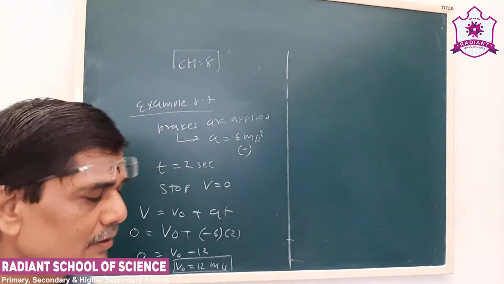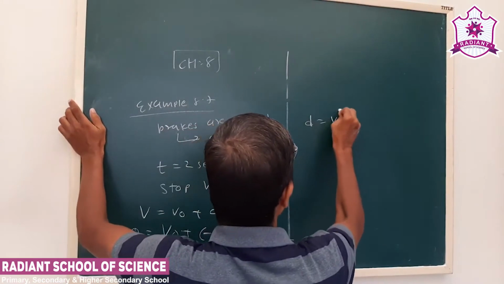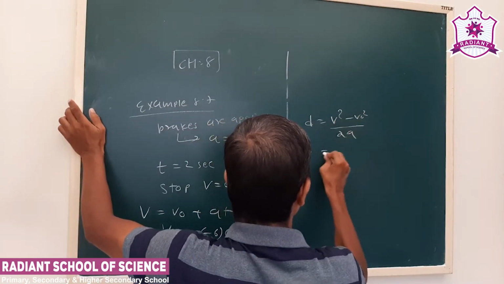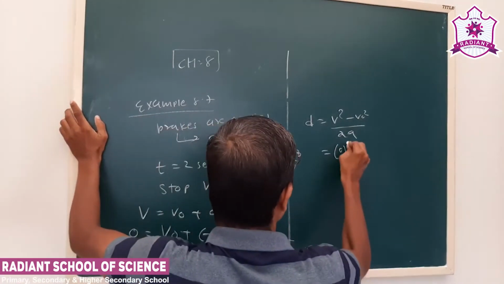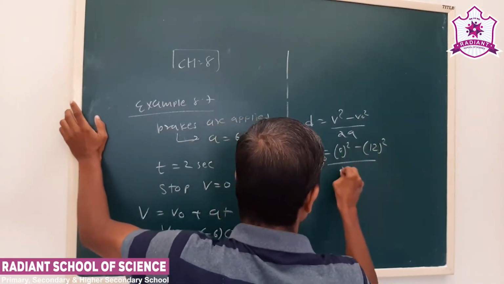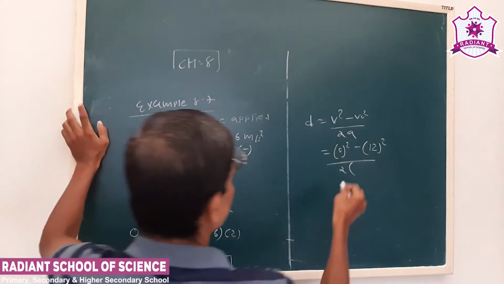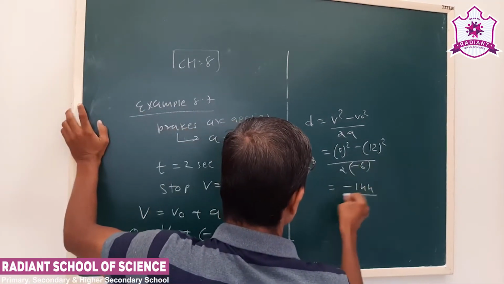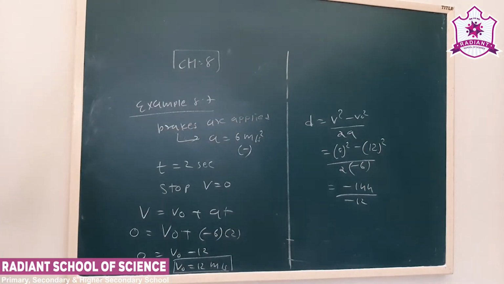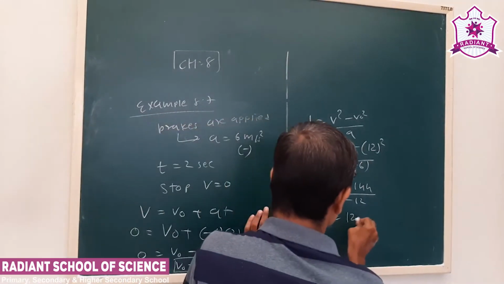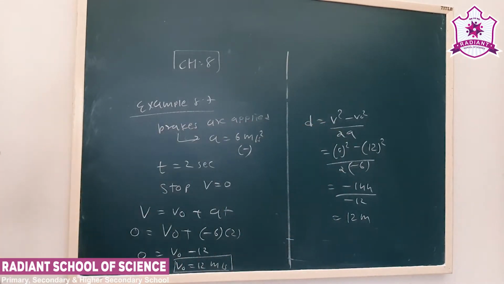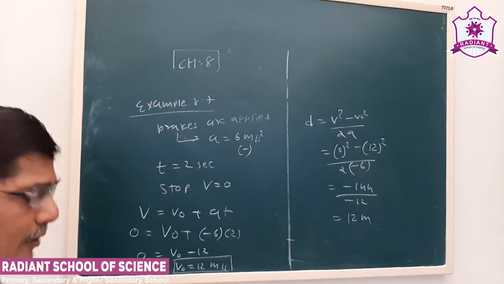Now we have to calculate the distance covered also. D is v square minus v0 square upon 2a. Okay, v is 0. Acceleration is minus 6. 12 square is 144. Okay, now you write down this, then we start a new topic. So this is nothing but example number 8.7.